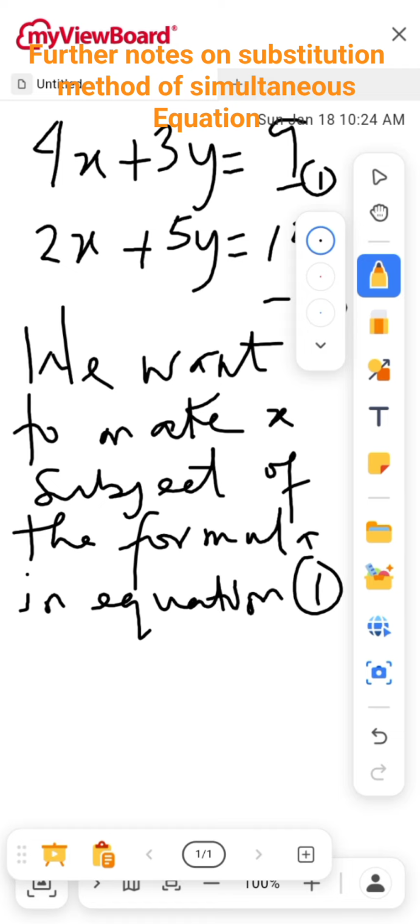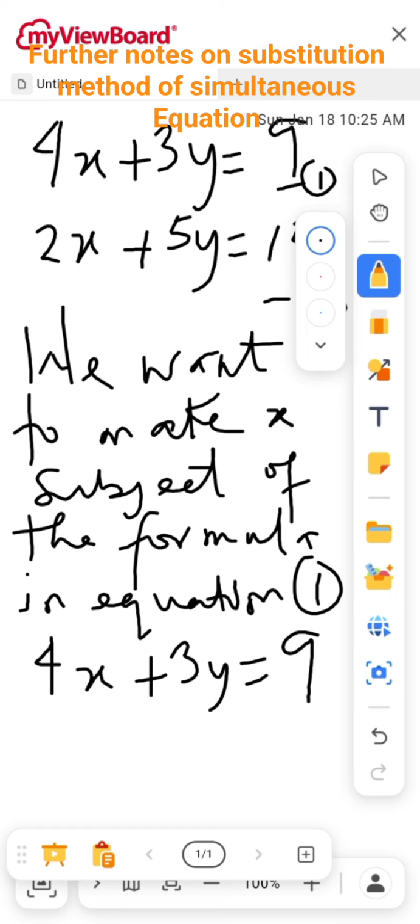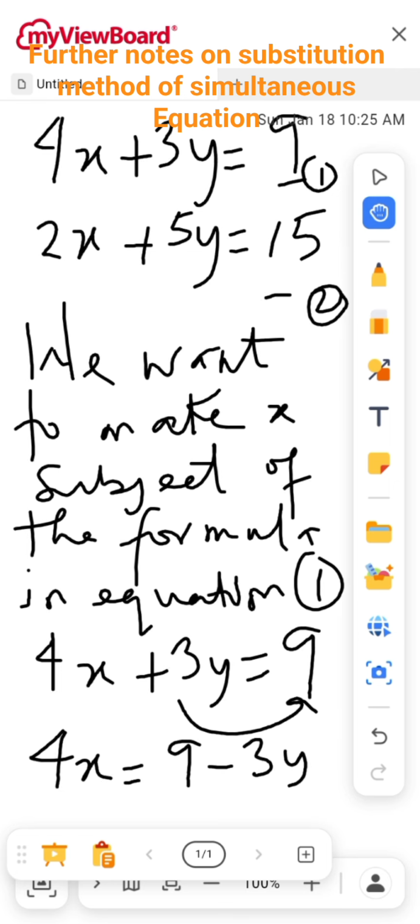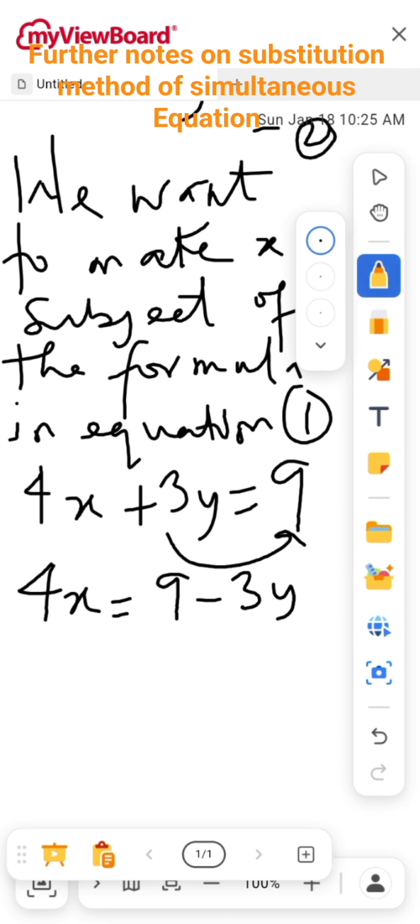So what happens? Our equation 1 says 4x plus 3y equals 9. So in making anything subject of the formula, let's collect this to the side first. So we have 4x equals 9 minus 3y. Now, we need a step further. We are going for x. We have 4x. So what do we do? We divide both sides by 4.